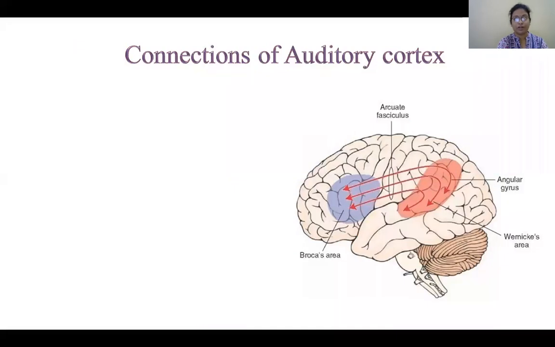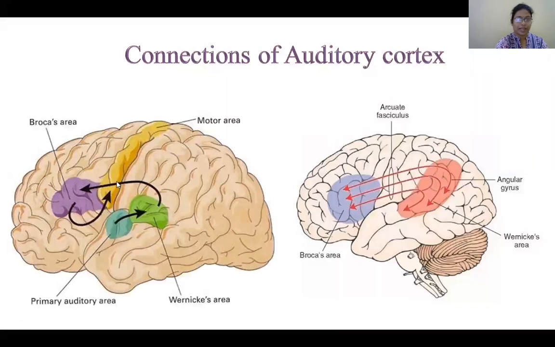Now, what are the connections in the auditory cortex? As we know, we have Broca's area and Wernicke's area, and they are connected by the arcuate fasciculus. This is another diagram depicting the flow of information, because language and speech go hand in hand. From the primary auditory area, the comprehension of the language occurs in Wernicke's area. From the arcuate fasciculus, that information goes to Broca's area, which is the motor speech area. Then with the help of the premotor cortex, the speech is delivered. That is, articulation of the muscles, pharynx, larynx, everything occurs and you deliver speech.